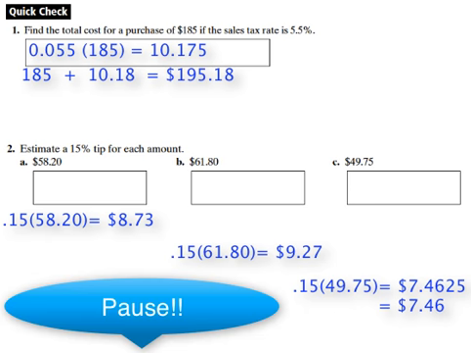Pause the video if you need more time to copy down the notes. Don't forget to write down any questions you have so that we can discuss them in class tomorrow.